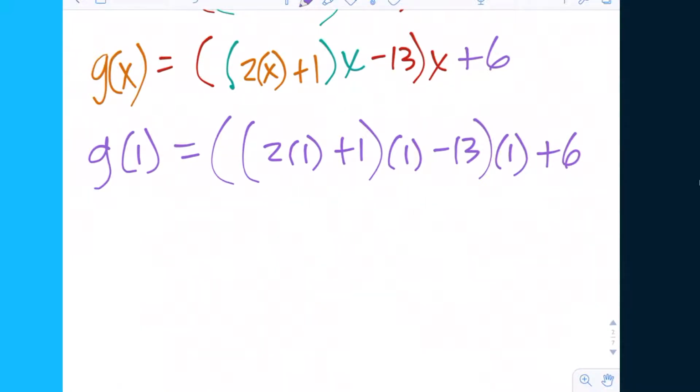Now let's evaluate it. Let's simplify it in one step. If we're evaluating it, you come all the way here on the inside, and look what we're doing. We're first doing 2 times 1, so we're multiplying. That's 2, right? And then we add 1 to get 3. Now I have 3, and this is why we do it on the right-hand side. I can then multiply 3 by 1. I get 3 again, minus 13, which is negative 10. And then I multiply again, times 1 is negative 10, plus 6, negative 4. So g of 1 is equal to negative 4.